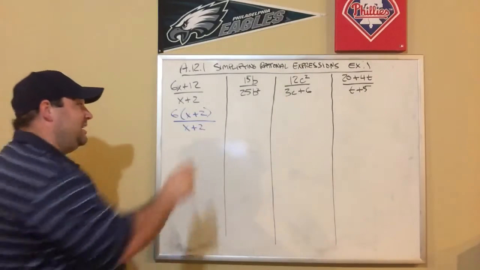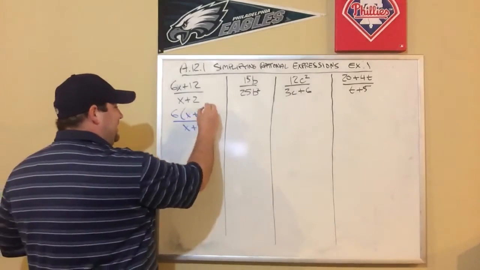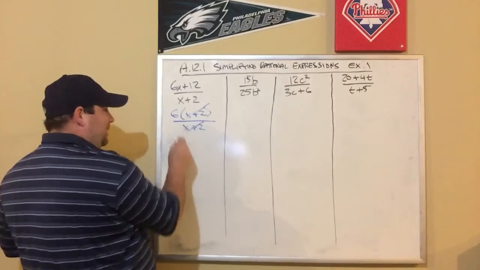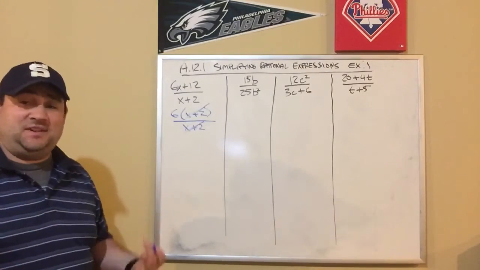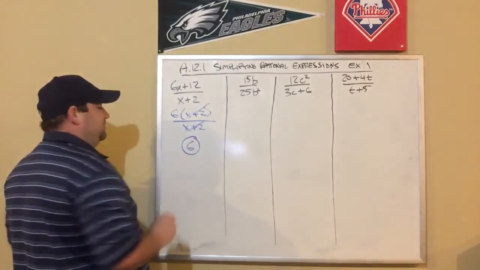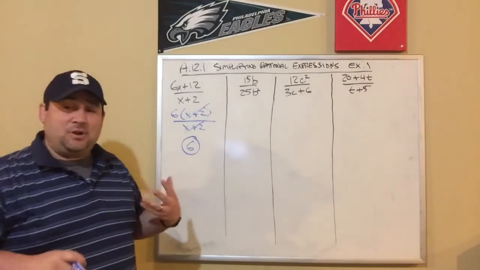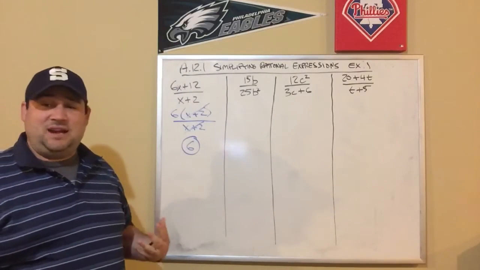Now you can see I've got an x plus 2 on the top, and I've got an x plus 2 on the bottom. They can cancel out. And what am I left with? 6 over 1, because remember, if everything cancels on the bottom, that's just 1. 6 over 1, which is just 6. So this simplifies to 6.